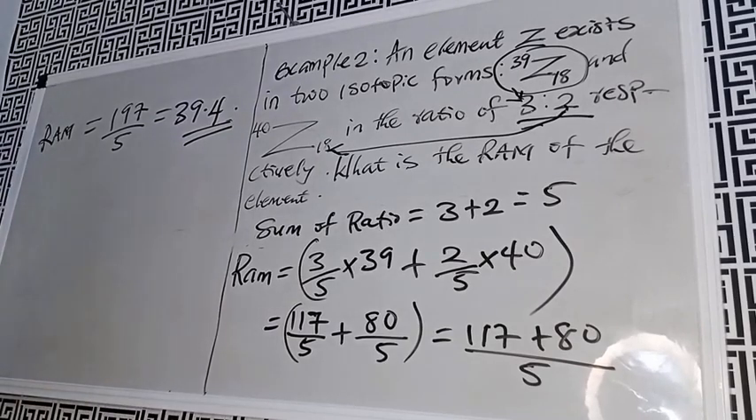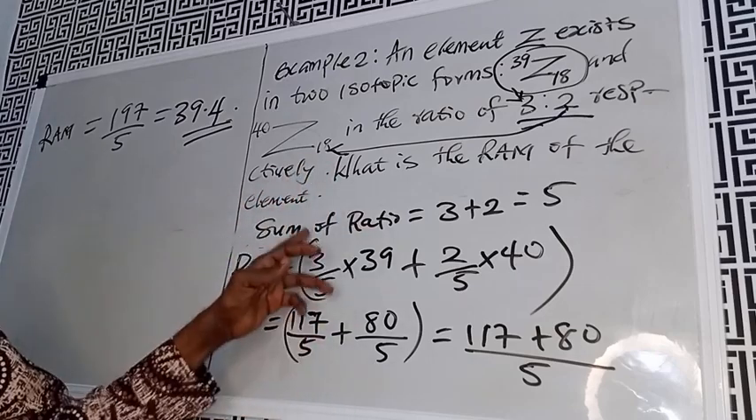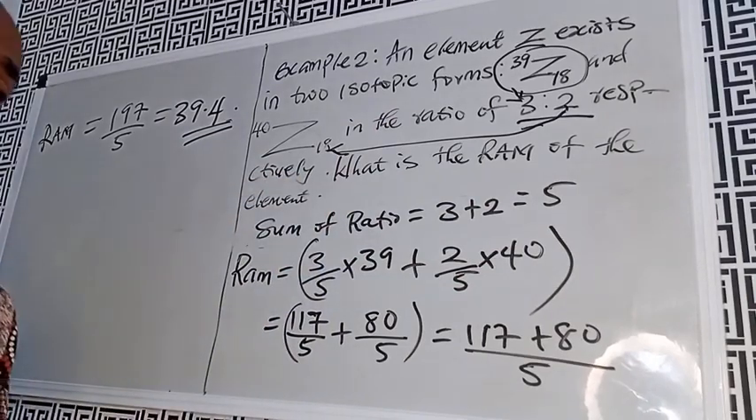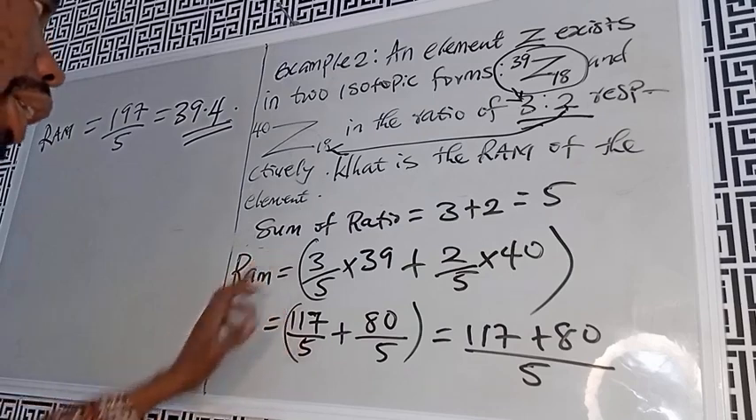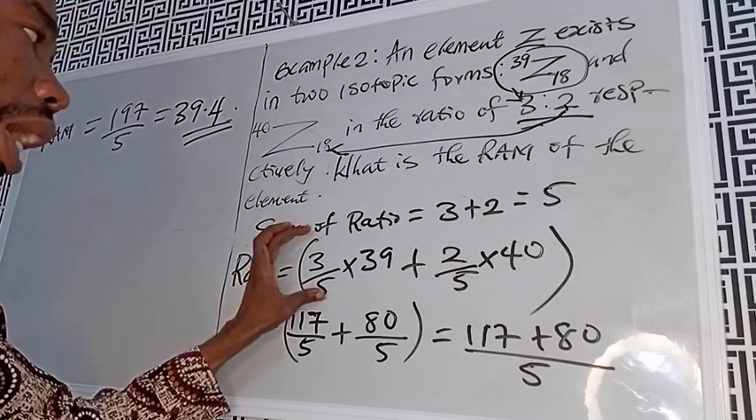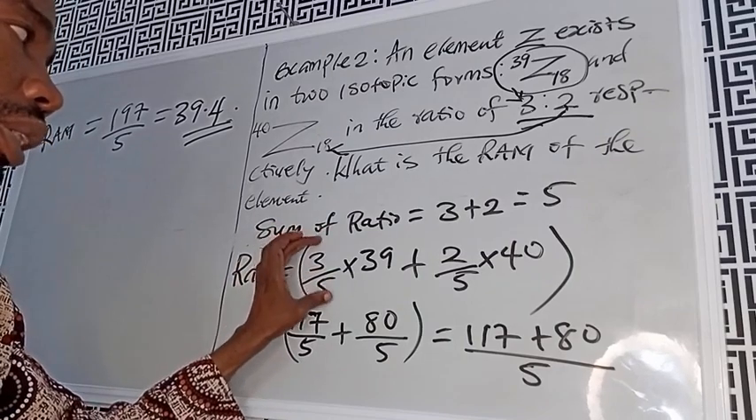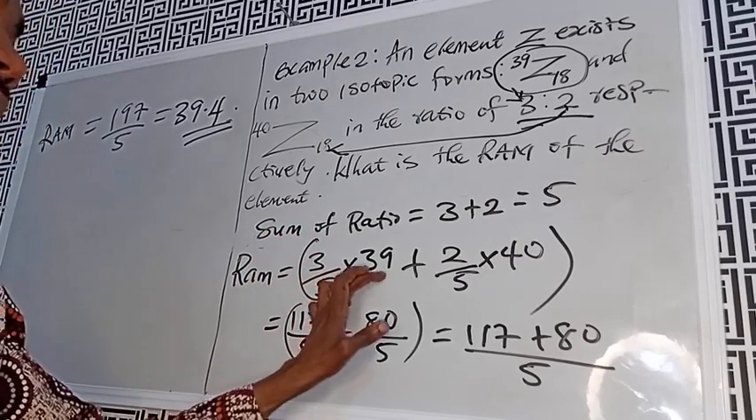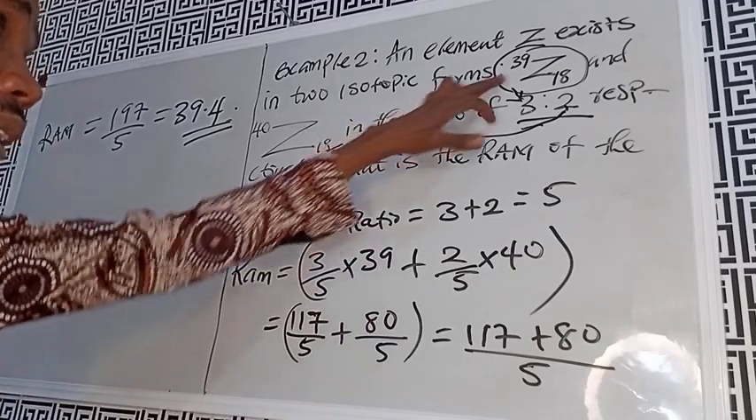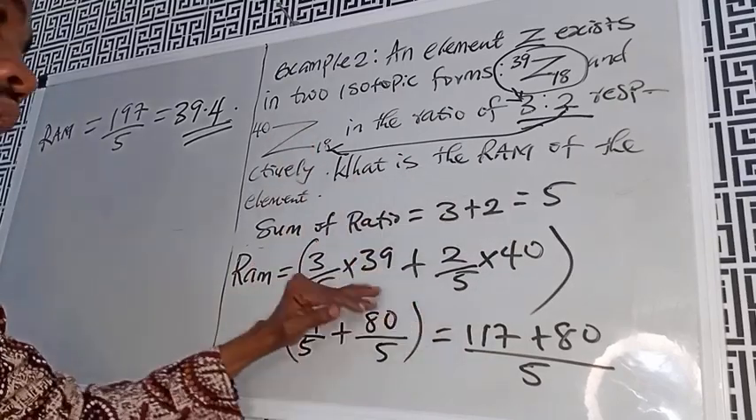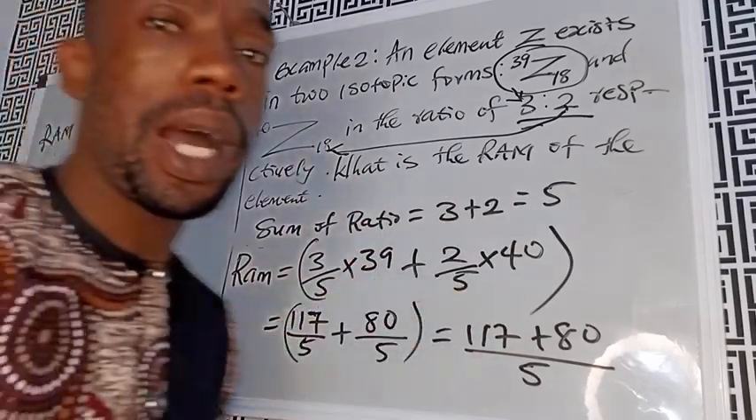So when you're given such a question, what you just do is find the sum of ratio of the isotopes. There can be three isotopes, just find the sum. Then to find the relative atomic mass of that element, you use the ratio over the total ratio times the mass of the isotope given, plus the second one, just the same thing. Then you solve it like normal arithmetic.